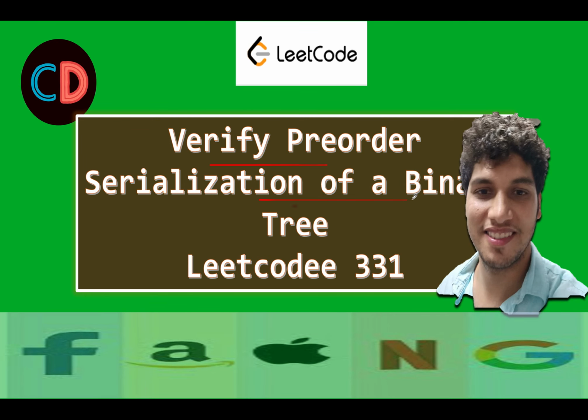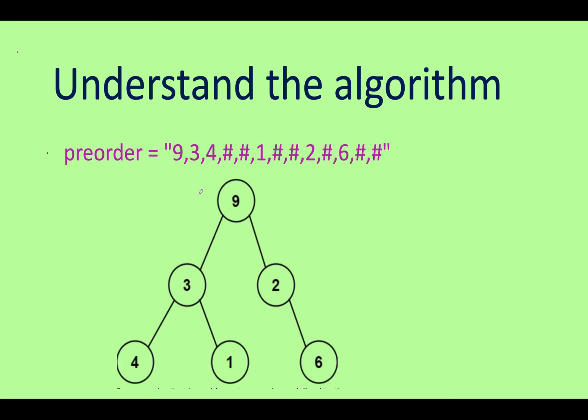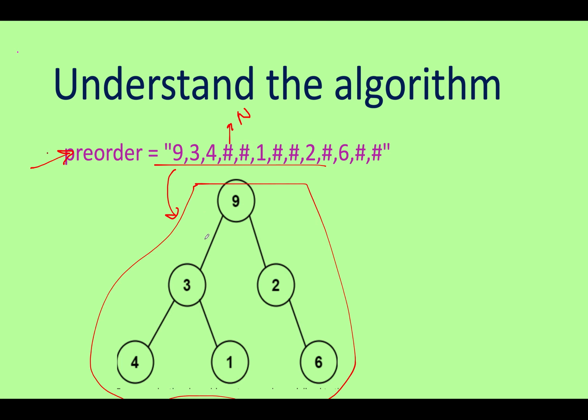Verify pre-order serialization of a binary tree, LeetCode 331. And this is the serialized string that is given to us: 9 3 4 # # 1 # # 2 # 6 # #. Hash represents a null value, and this is a corresponding tree that we can generate using this serialized string. And if you perform the serialization operation in a pre-order fashion, then you will get this string back. However, we are not interested in reconstructing the complete tree. We only need to know whether any such tree is possible whose pre-order traversal gives us this serialized string.